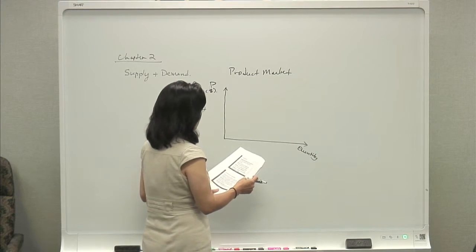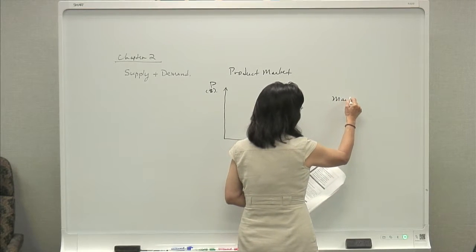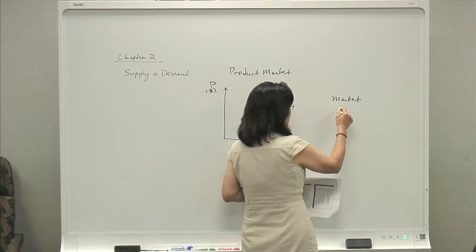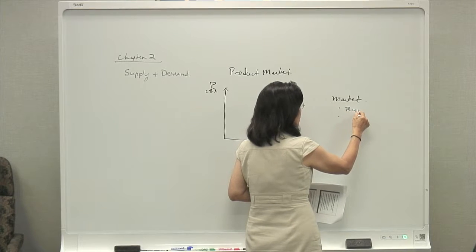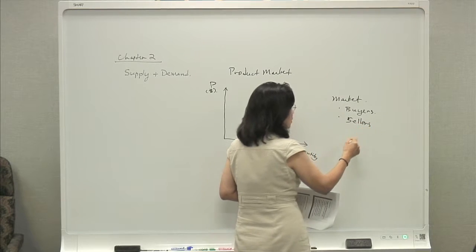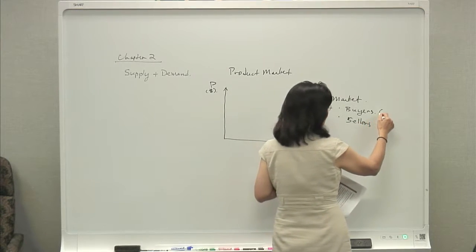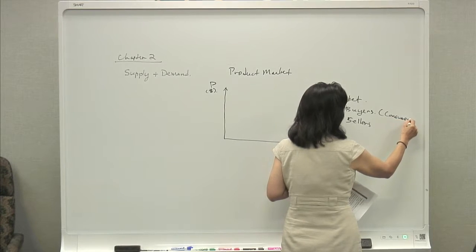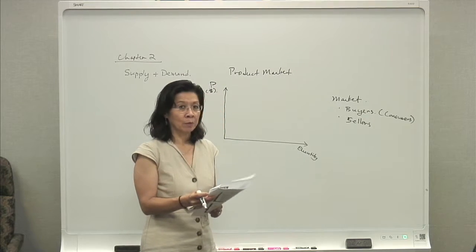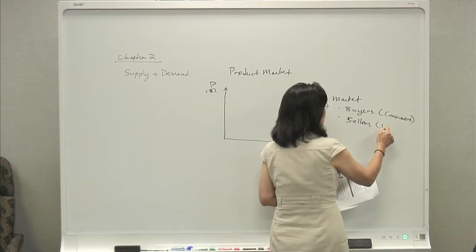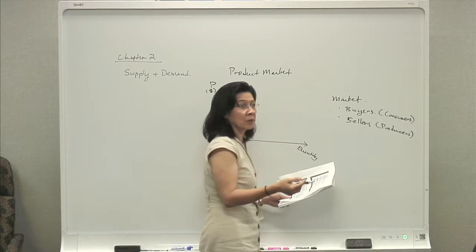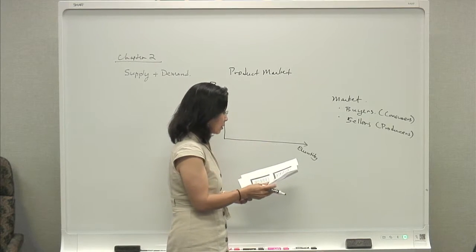Let me also define what a market is. When you talk about a market, it consists of two types of agents. Number one is the buyers, and number two is the sellers. Sometimes you see the term consumers. That's the same thing. Consumers are people like you and me. We go to Walmart, we buy stuff, so we are the consumers. And who are the producers? Walmart is one of them. UNCP is a producer of education. So that's the same as sellers.